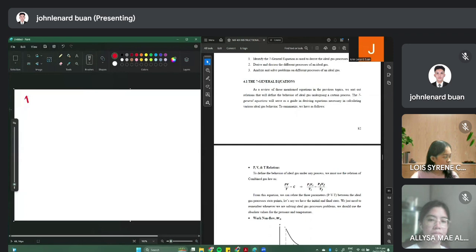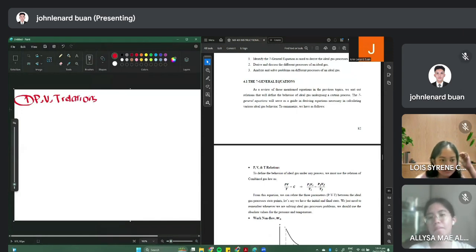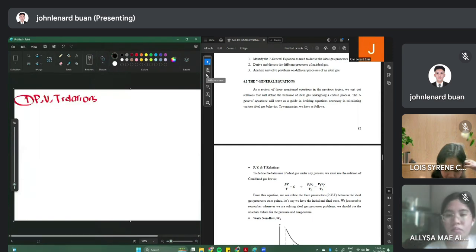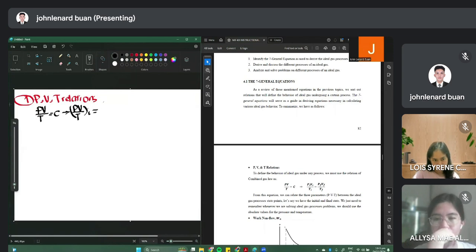Let us write it here. One is PVT relations. For this one, to define the behavior of an ideal gas under any process, we must use the relation of the combined gas law, which was discussed during our chapter 3, which is PV over T is equal to C. It can also be written as PV over T of the initial state, which is also equal to PV over T of the final state. So it can be written in that way.